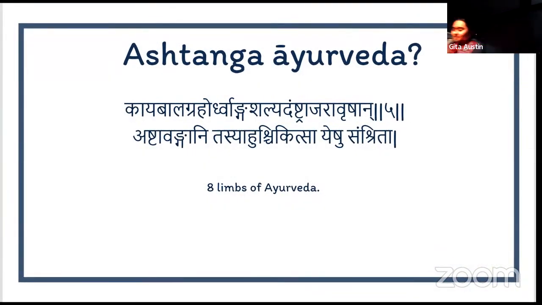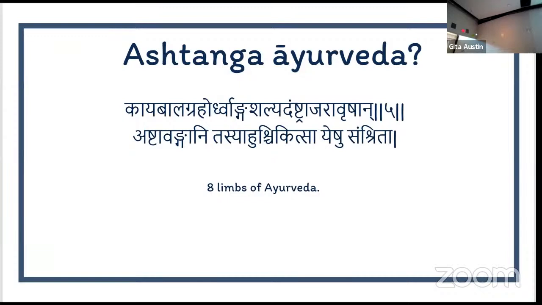These are the 8 limbs of Ayurveda. Is it visible? Okay. So Ayurveda has 8 limbs. The first one is Kaya. Kaya means internal medicine. And then we have Bala. Bala is pediatrics. Then we have Graha Chikitsa. Graha Chikitsa is psychiatry. And then we have Urdhvanga Chikitsa. Urdhvanga is Shalakyatantra, for ENT medicine. Shalya Chikitsa. Shalya is actually surgery or the medicine that deals with foreign bodies extraction. Then we have Damshtra Chikitsa, which is forensic science, dealing with poison and toxicology.